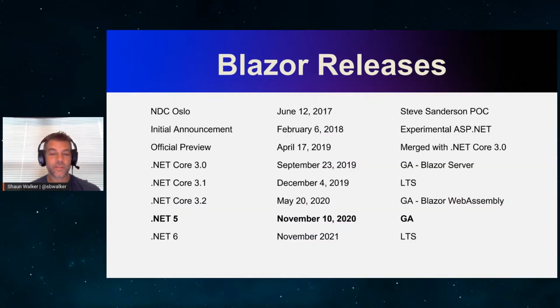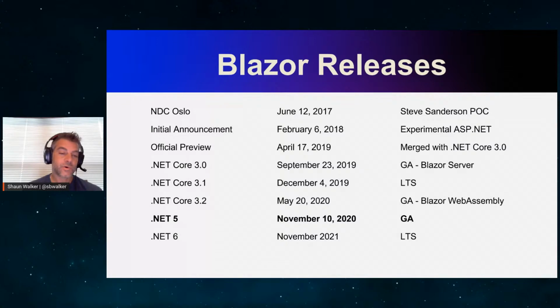And so if we look at the overall timeline, right, we have June 2017, that first POC at NDC Oslo, and then 2018, experimental announcement, and then 2019, the code was actually merged into .NET Core 3.0, and it had an official preview, and at that point, it was no longer experimental. But .NET Core 3.0 shipped in September of 2019. Blazor was shipped along with it, and that, of course, only included Blazor Server. And we'll talk about the differences between Blazor Server and Blazor WebAssembly in a minute.